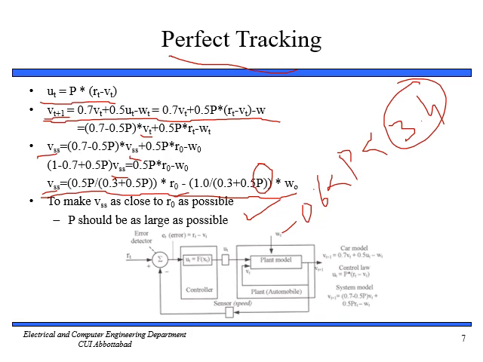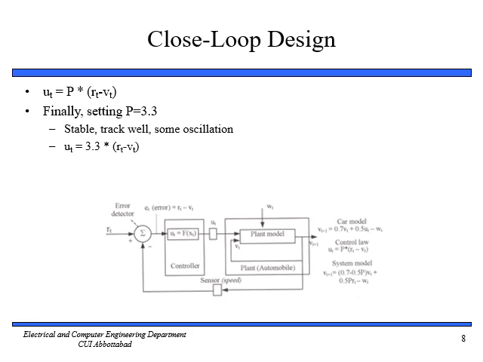So let's move on to the next slide. This is our closed loop design. This is our V of t, and finally setting P equal to 3.3. We know that for P equal to 3.3 we are going to have no oscillations or some oscillation, because this value is quite high, but it is not a negative value. We are going to have a stable system, as we have already done the maths, and this will track well and have perfect tracking. So just substitute the value of 3.3 and check how it works.